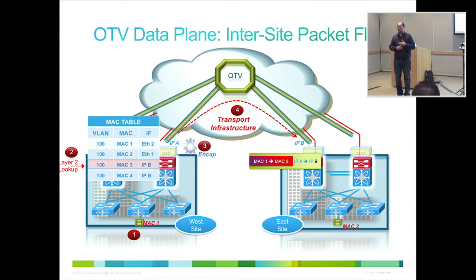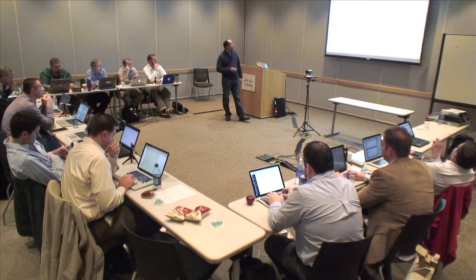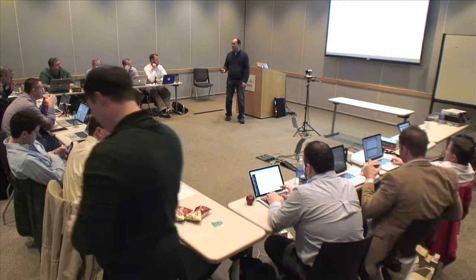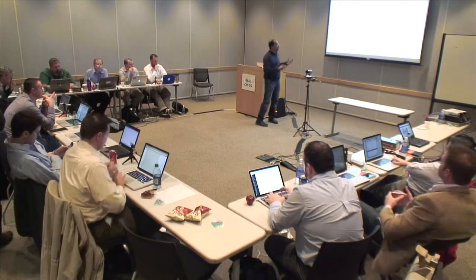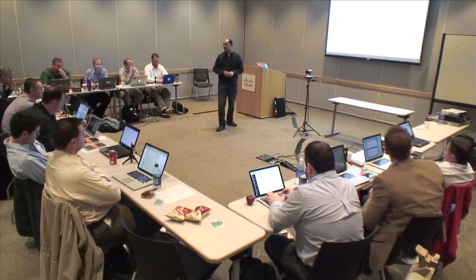If you get unknown unicast, you will actually drop it. If you get a packet with an unknown MAC address, the default behavior will be to drop that packet, because you build your MAC table and you should know all the MAC addresses already. On the other data center, you just decapsulate the packet and send it to the right VM. So the VMs will look at the packet as if it's within the same data center. They are not aware of the OTV or the encapsulation part that happens on the edge.